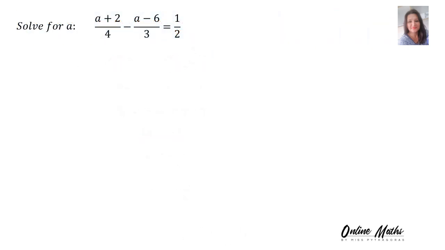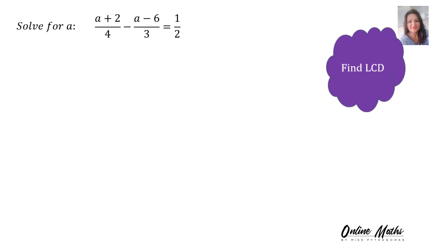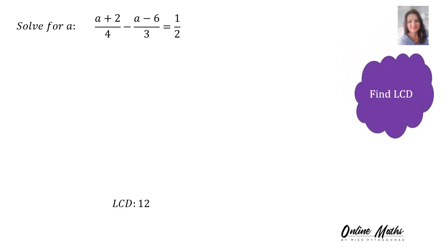Next question, solve for a. So now there's a fraction and we want to get rid of the denominators. And then there's one number that can help us to get rid of all three, the 4, the 3 and the 2, and that is the number 12. So we say the LCD is 12.